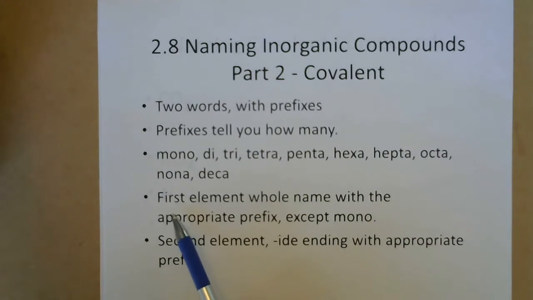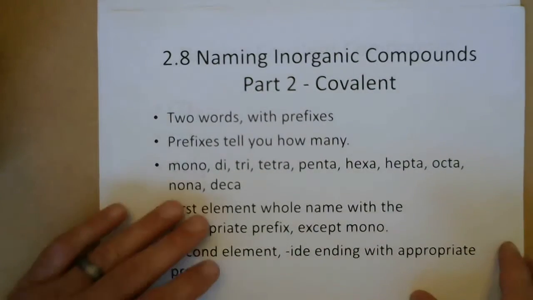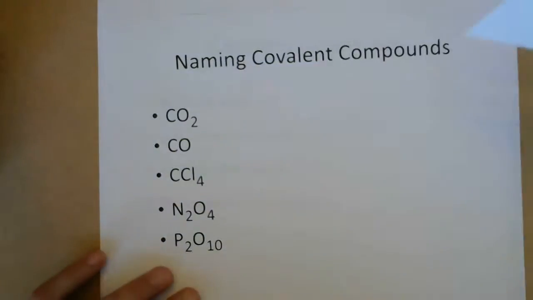For the first element in the name, you're going to write the whole name with the appropriate prefix, unless it's mono. If it's mono, you just leave that off. And then for the second element, you're going to end in IDE. So change the ending to IDE and use the appropriate prefix. So you're going to use two prefixes and two names. All right, let's look at some examples.